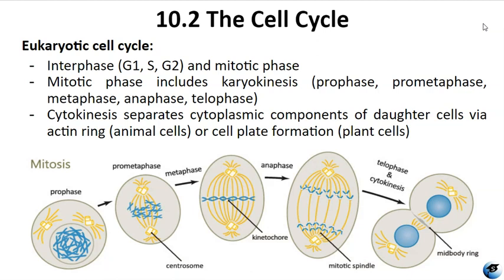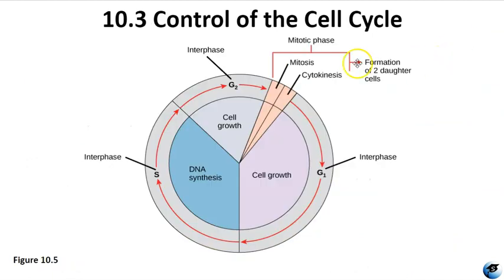So let's go into this a little bit further. This is figure 10.5. It's showing the eukaryotic cell cycle in its entirety. Make note that the cell spends most of its time in interphase, and this is where it's growing. The cells are growing and they're synthesizing DNA. And it's a very small portion of the cell cycle that involves mitosis and cytokinesis. And it's this part that we're going to talk about next.